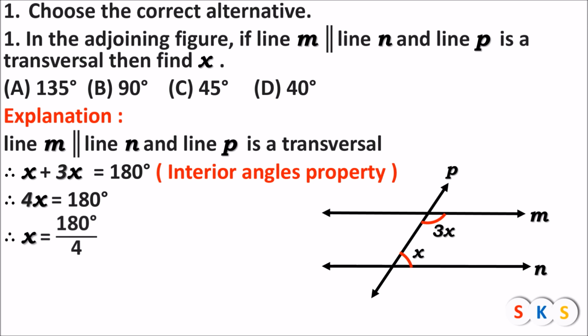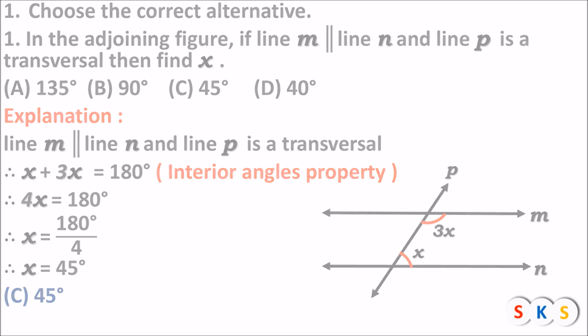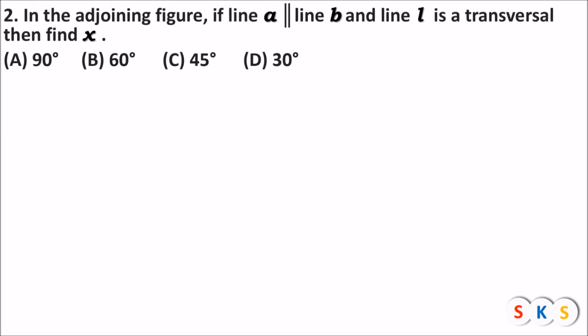Therefore, x equals 180 degrees upon 4. We will simplify this. We will get x equals 45 degrees. So which option is the correct option in this? Yes, C, 45 degrees, is the correct option for this question.